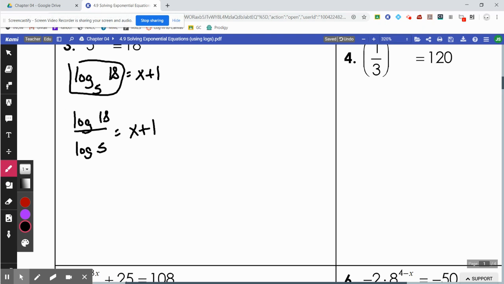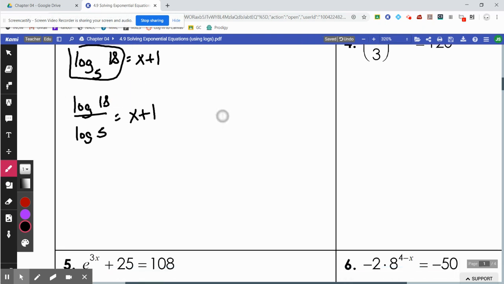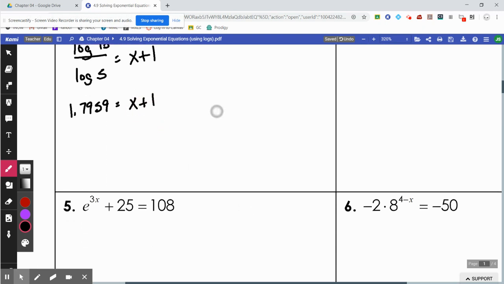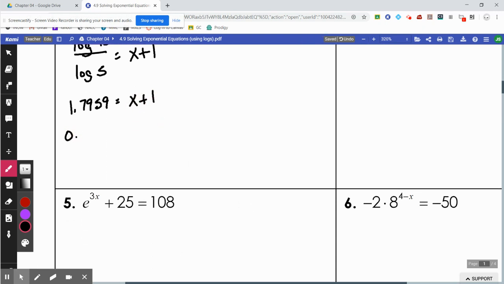Now, if you want this exact, you could leave it and just move the plus 1 over by subtracting 1. I'm going to go ahead and type in the log of 18 divided by the log of 5 into my calculator. And I get 1.7959 and bring down the x plus 1. Last step, move that 1 over, and it gives you 0.7959 is equal to x.